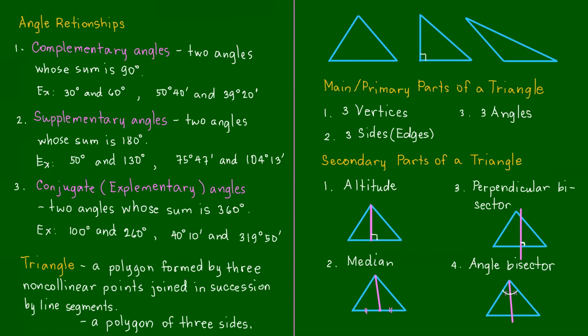And also we defined triangle. So we say that a triangle is a polygon formed by three non-collinear points joined in succession by line segments. So that means it is a polygon having three sides. Main parts, we have vertices, sides or edges, and angles. For secondary parts of a triangle, we have altitude, median, perpendicular bisector, and angle bisector.